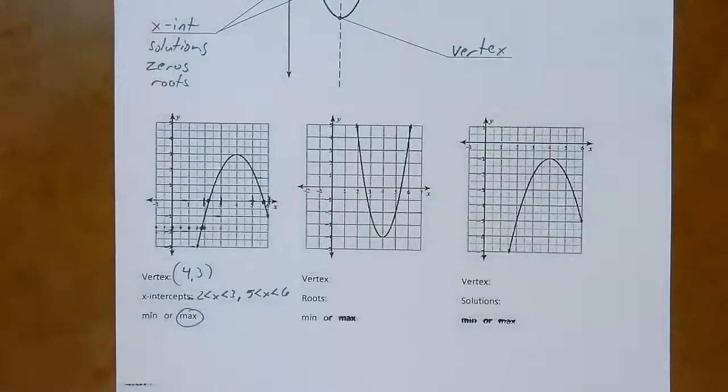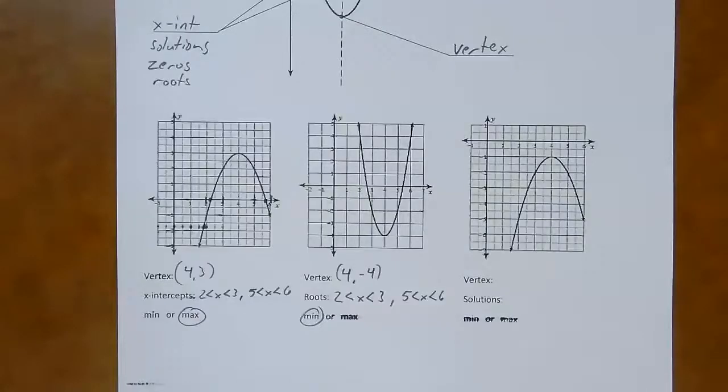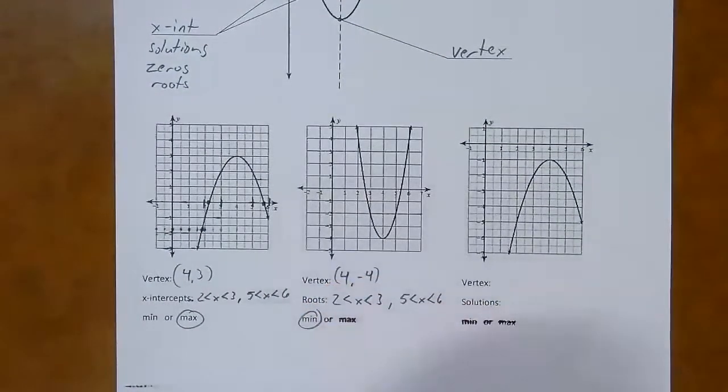Try this one on your own, and we'll do the third one together. All right, you should have gotten 4, -4. 2 is less than x, which is less than 3. 5 is less than x, which is less than 6. So our intercepts end up being the same. Not quite the same, they're not actually the same value, but our answer that we're putting down is going to be the same. Eventually, we'll get to exact answers. We're just not there yet. And this one, it does have an absolute lowest point here, so it is a minimum. Okay, this last one.